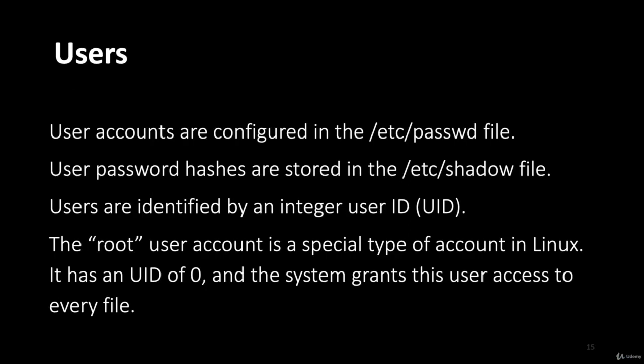User accounts are configured in the /etc/password file. User password hashes are stored in the /etc/shadow file. Users are identified by an integer user ID, also known as a UID. The root user account is a special type of account in Linux. It has a UID of 0, and the system grants this user, or more accurately grants this UID, access to every file.